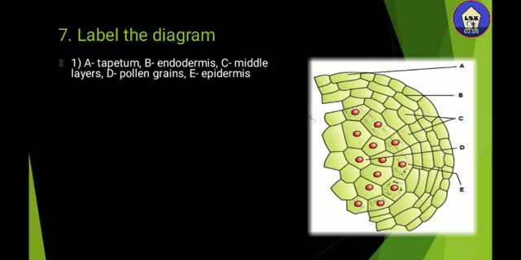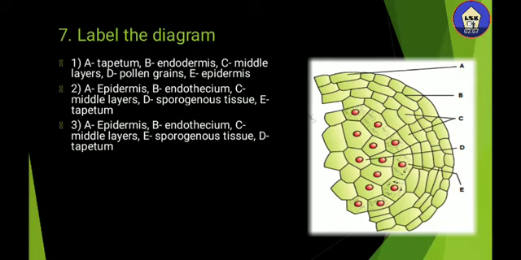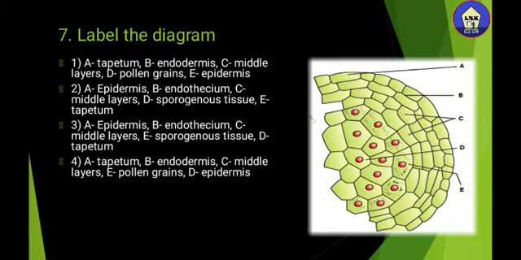So let us see the options. Option 1, 2, 3 and 4. So the answer should be option 2. A epidermis, B endothecium, C middle layers, D sporogenous tissue, and E tapetum.